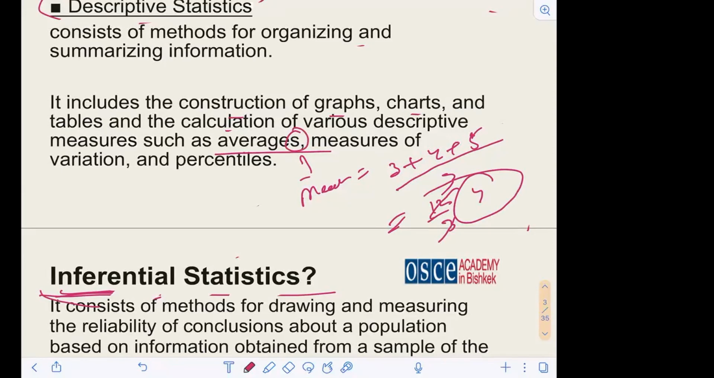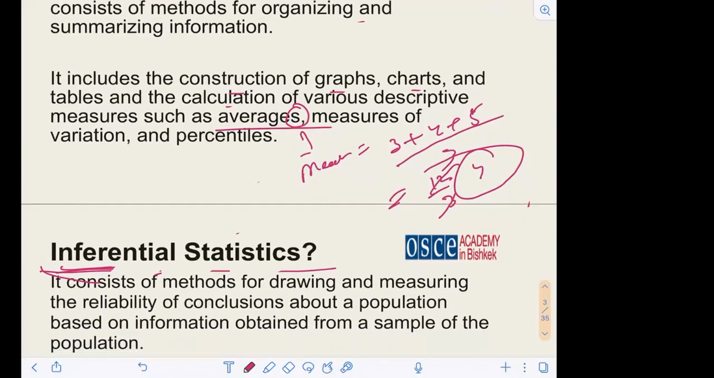Meaning that there is not just one type of average. There are several types of average, and we are going to see that in detail, probably tomorrow. Now, next is measure of variation. That's a very important concept, actually, measure of variance.